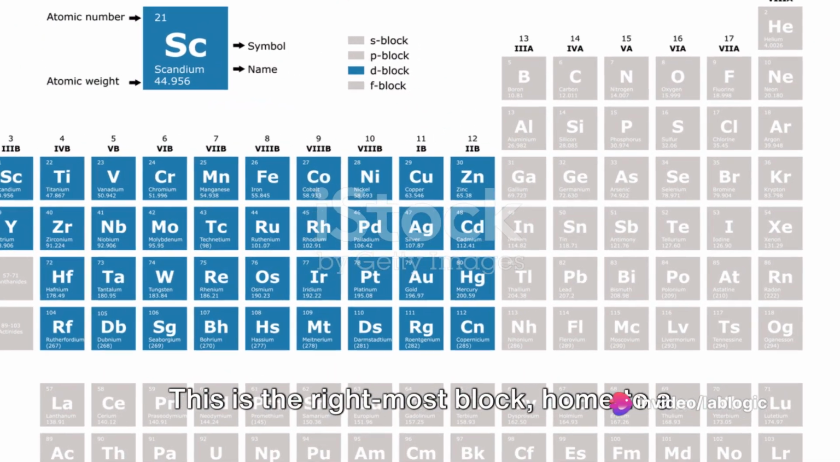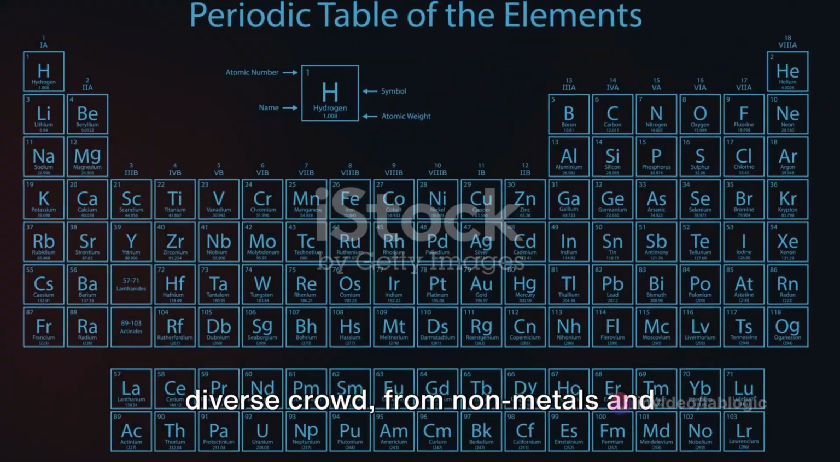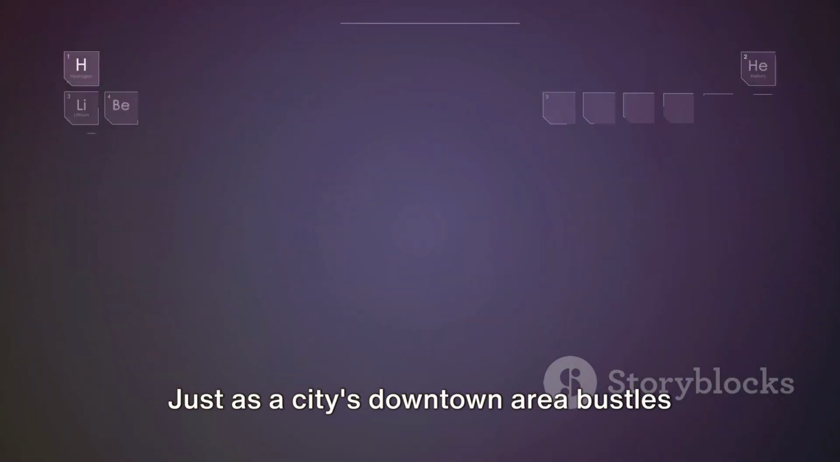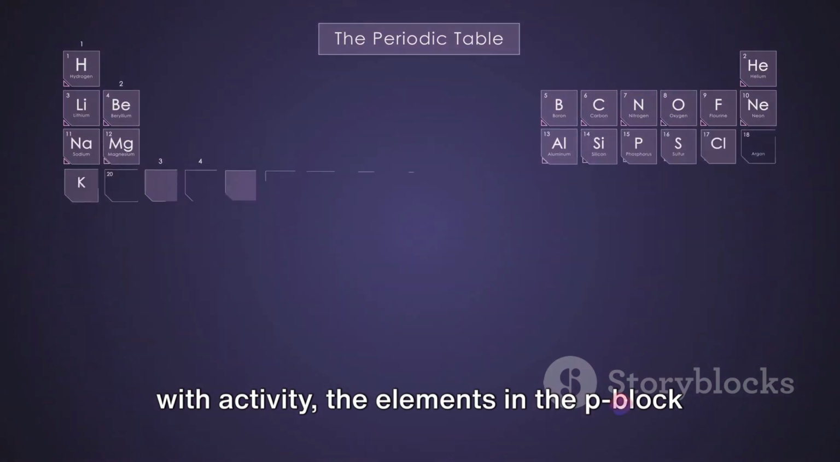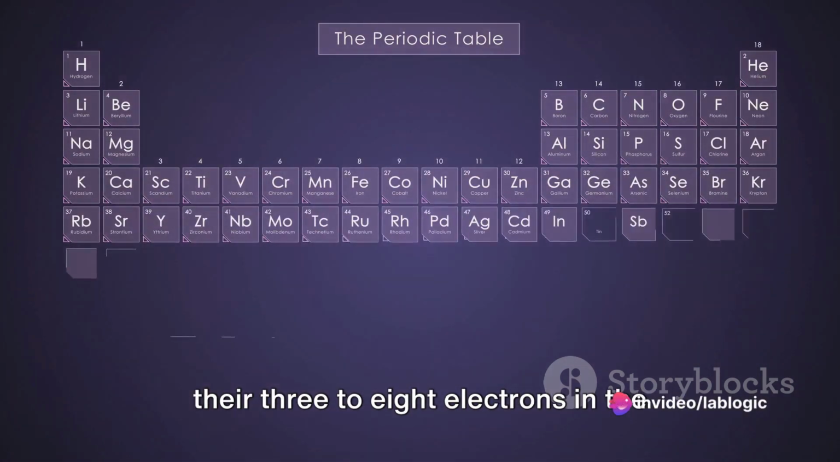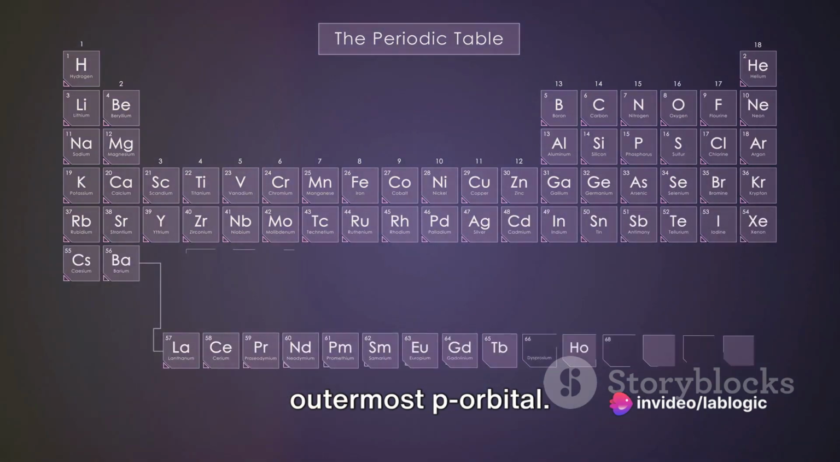This is the rightmost block, home to a diverse crowd, from nonmetals and metalloids to post-transition metals. Just as a city's downtown area bustles with activity, the elements in the P block show a wide range of properties, thanks to their 3 to 8 electrons in the outermost p orbital.